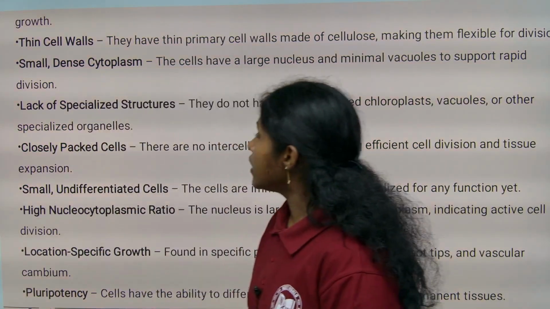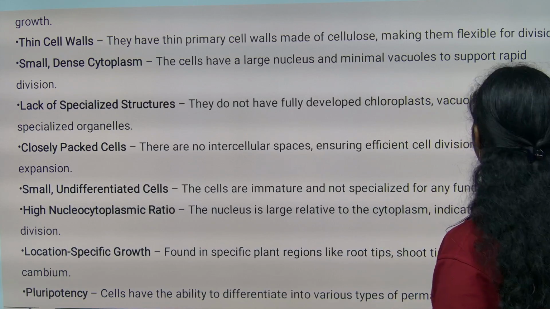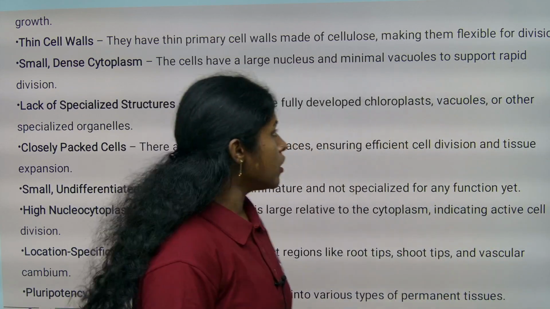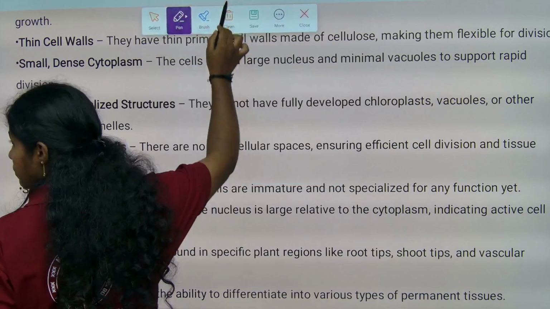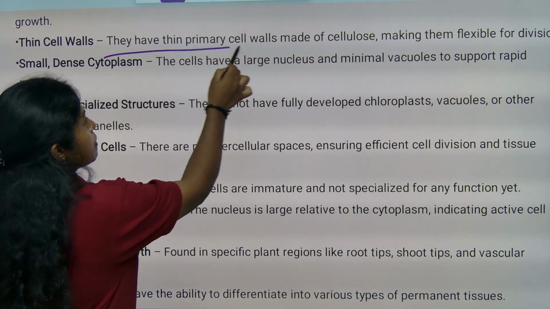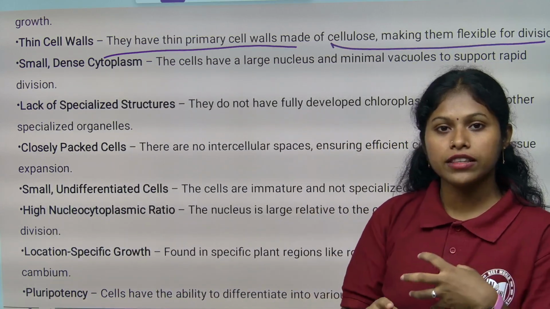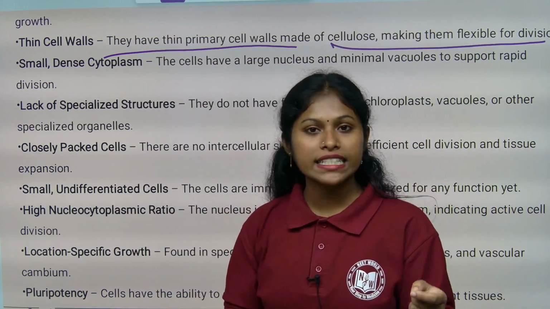They have thin cell walls, because they have thin primary cell walls made up of cellulose. Of course, we know about it. If they ask what statements you should write about why the cell walls are thin, it is because they have thin primary cell walls made up of cellulose, making them flexible for division. For the flexibility, the cell wall is thin, children.